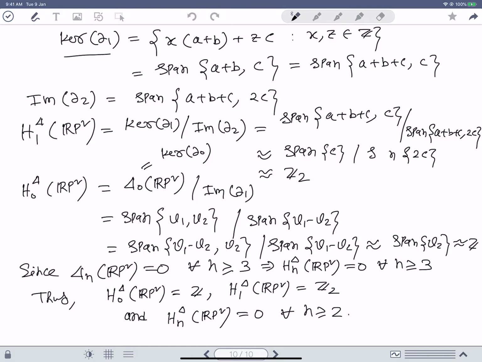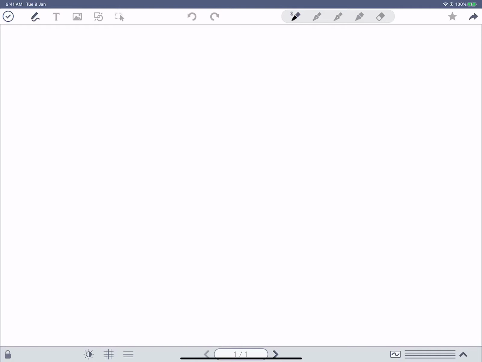So now I shall compute the simplicial homology groups of 3-dimensional objects. Okay. Now we shall see one problem.